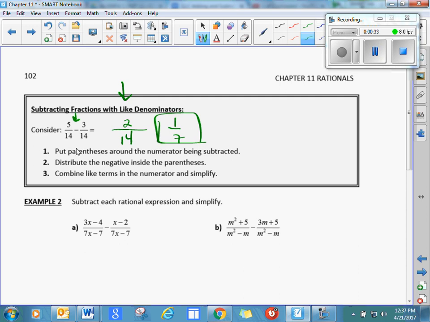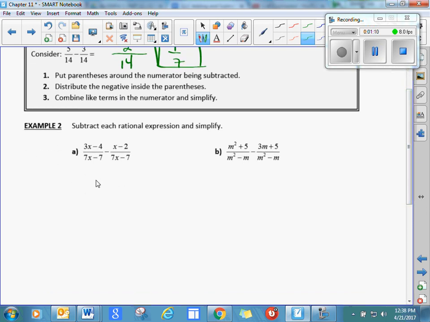But when you're dealing with binomials here, you need to think of this second fraction that's being subtracted, you're subtracting each one of these terms. So the easiest way, I think, to do that also is to put parentheses around the numerator being subtracted, the binomial or trinomial being subtracted, and get rid of the parentheses that you put around by distributing this -1, and then combine your like terms in the numerator and denominator and do just what we did on page 101.